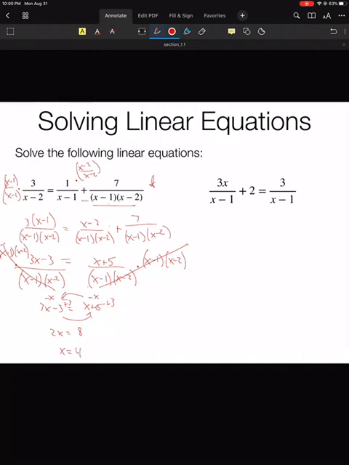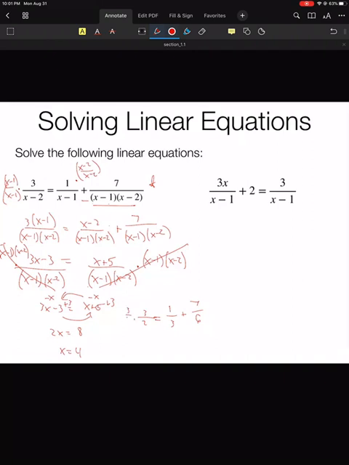Let me substitute 4 into the original equation up above, and so I get 3 over 4 minus 2, which is 2, equals 1 over 3 times the quantity 4 minus 1, plus 7 over 4 minus 1, which is 3, times 4 minus 2, which is 2. 3 times 2 is 6. So is 3 halves equal to 1/3 plus 7/6? Again, we need a common denominator here, and the common denominator is 6.